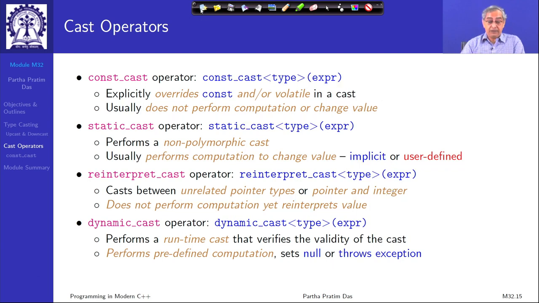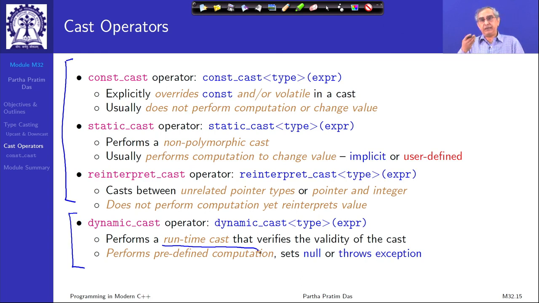The last, but the most interesting, is the dynamic_cast. All these others are compile time, whereas this one is runtime. That is, it performs a runtime cast that verifies whether a cast is valid or not. At compile time you cannot do that, because you do not know the actual object, but at runtime you can. So, dynamic_cast takes an object at runtime and casts it to some other type if that cast is valid, and for that it may perform some predefined computation.